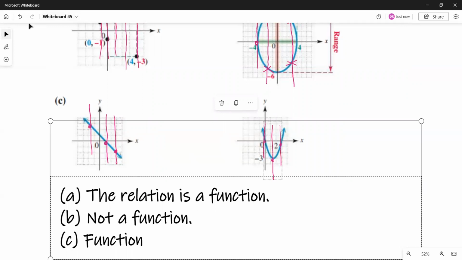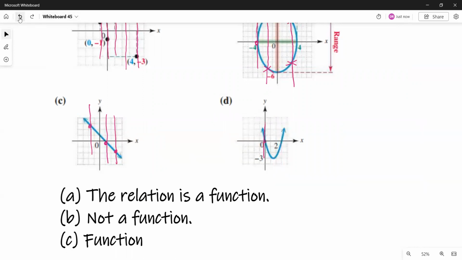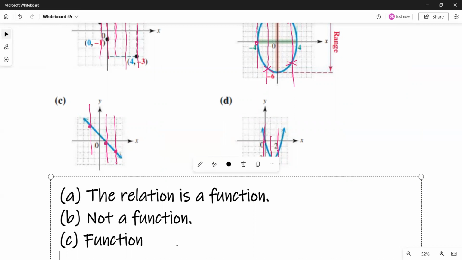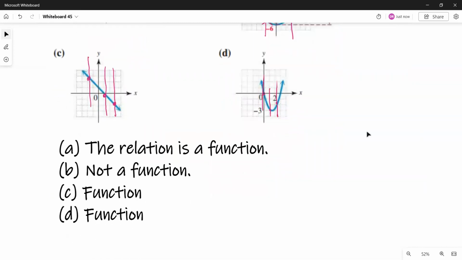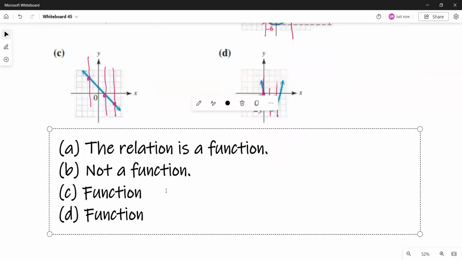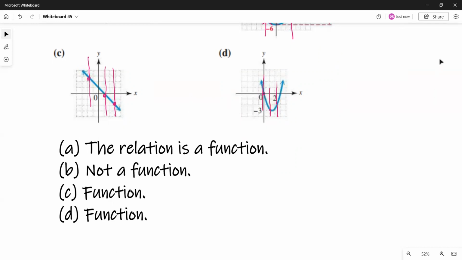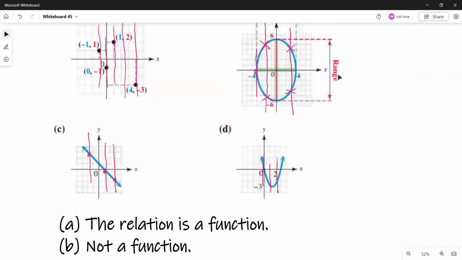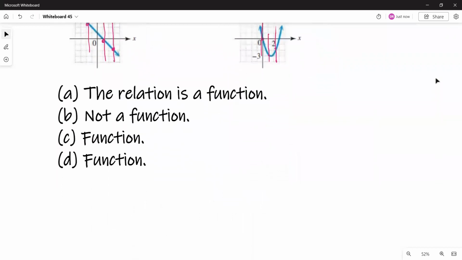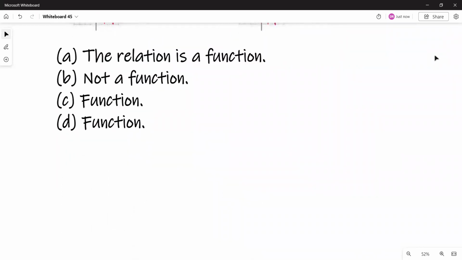So that one, okay, let's see. Just want some space to type. Yeah, so this one is a function. Only part B, where some vertical lines intersected the graph at more than 1 point. Only in that case, the relation wasn't a function.